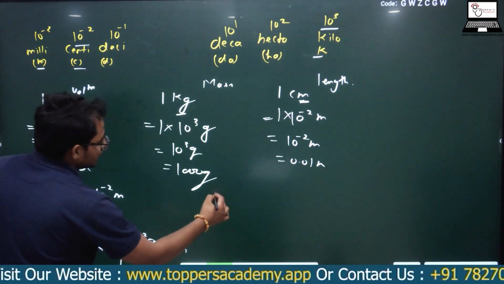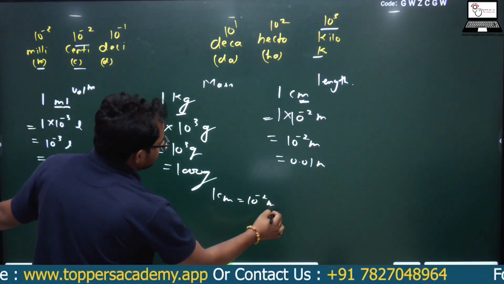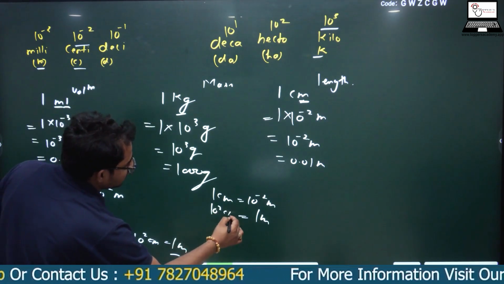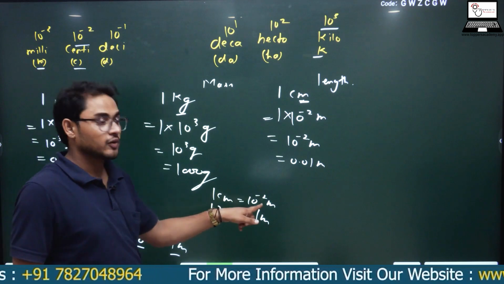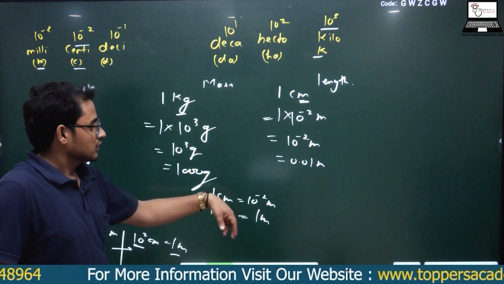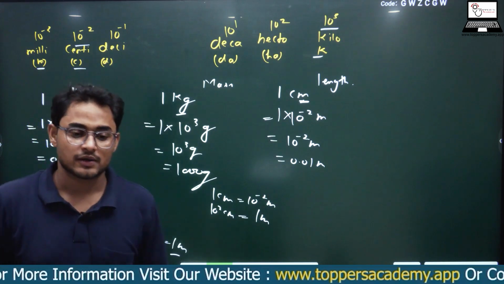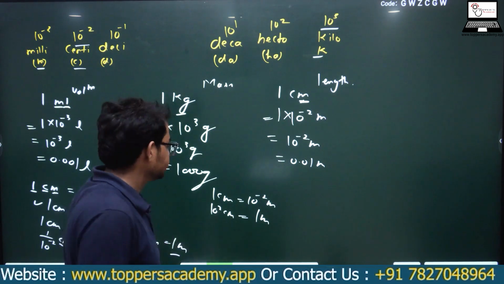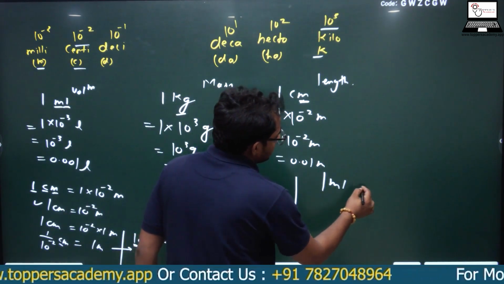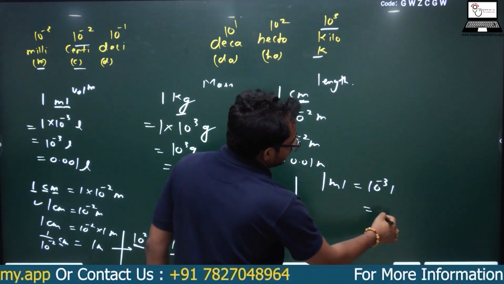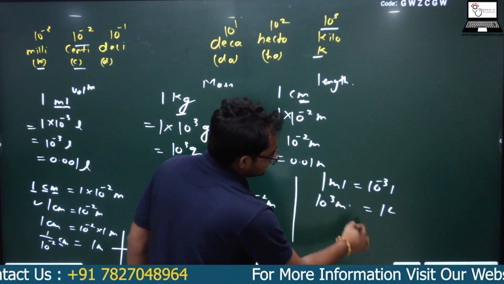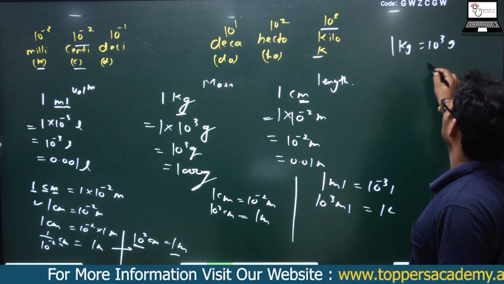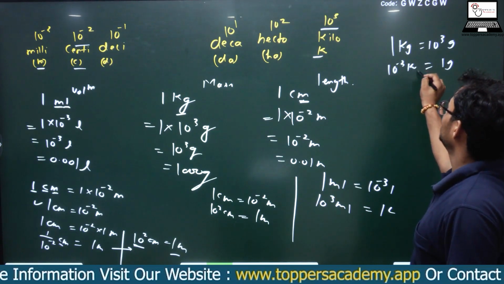Listen, if 1 centimeter is equal to 10 to power minus 2 meter, then 1 meter will be 10 to power 2 centimeter. If 1 centimeter is equal to 10 to power minus 2 meter, then for 1 meter you change the power: in place of 10 to power minus 2, you are going to write 10 to power plus 2, okay? Got it? Similarly, if 1 milliliter is equal to 10 to power minus 3 liter, then 1 liter is equal to 10 to power plus 3 milliliter, right? Now 1 kilogram is equal to 10 to power 3 gram, so 1 gram will be equal to 10 to power minus 3 kilogram, got it?